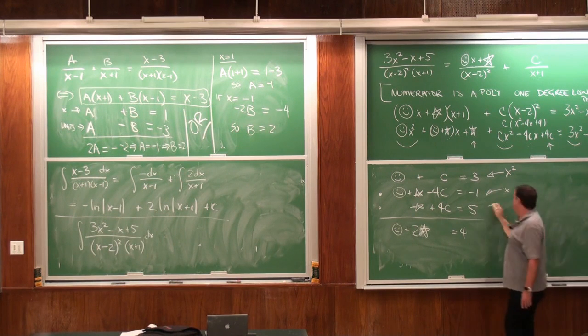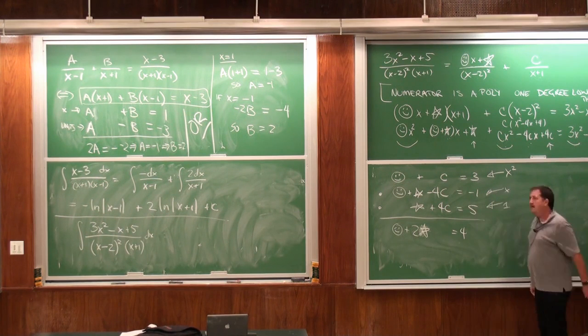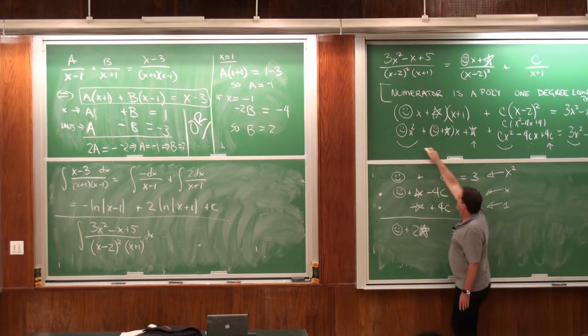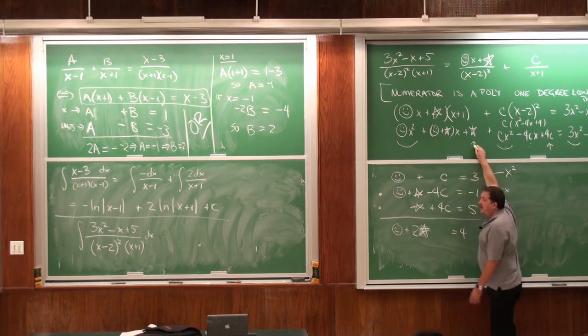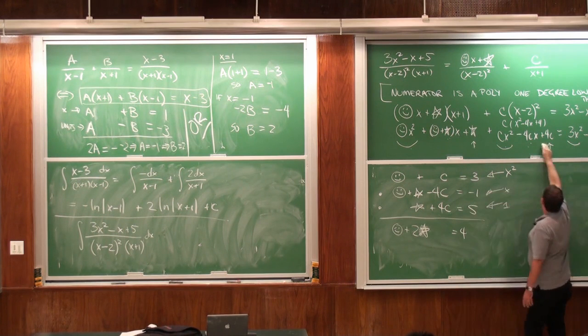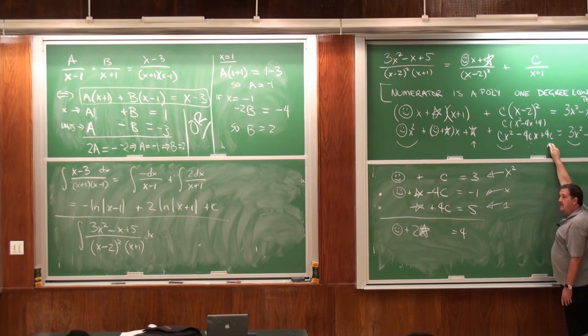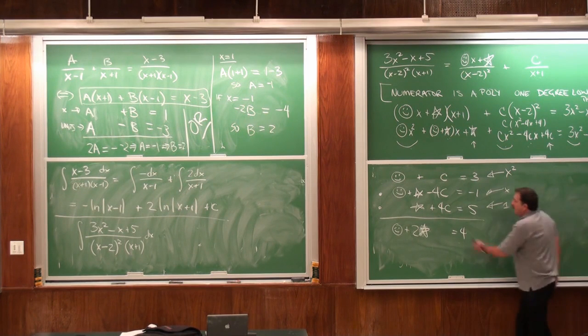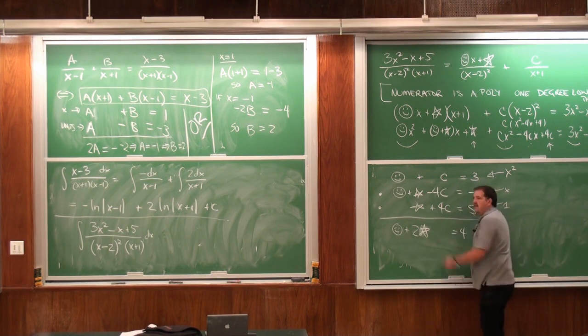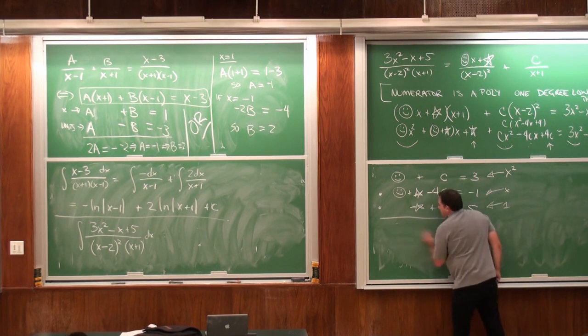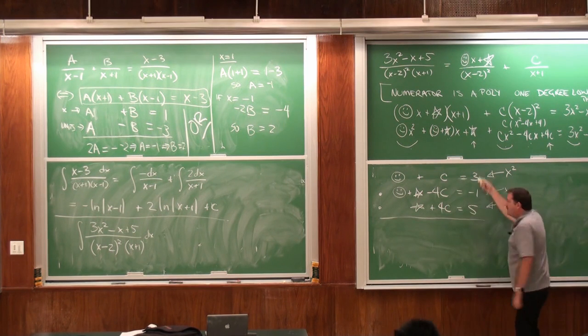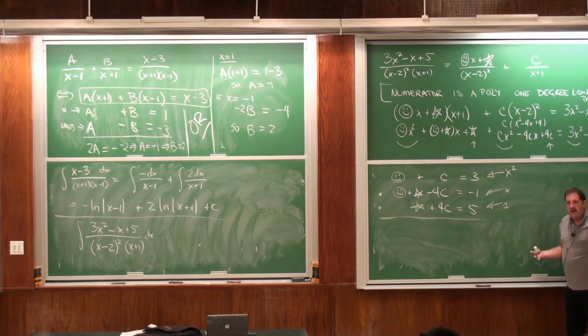And this is what's in front of a 1. In front of a 1 here, well, that has an x. In front of a 1 here, I have a star, and I have a 4c. And on this side, I have a 5. So that gives me my 3 equations. And now I just want to say, if I have 3 numbers, they have to satisfy these 3 equations. And now I want to solve these 3 equations.